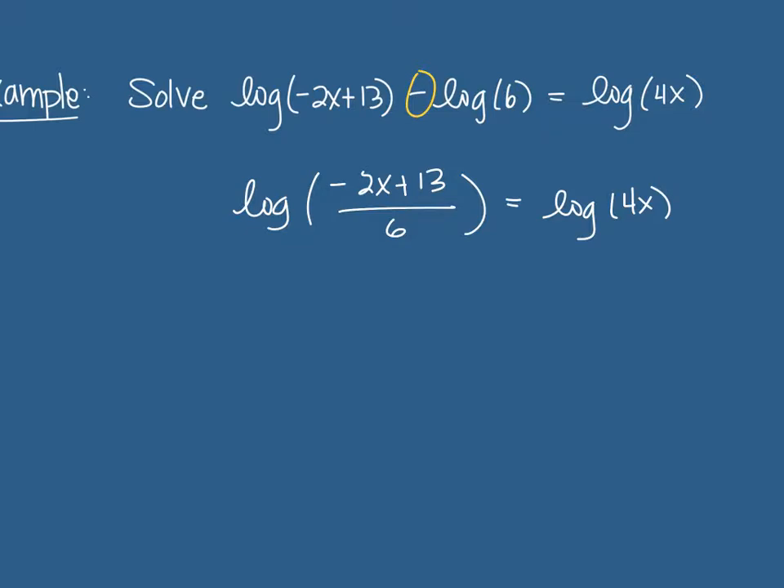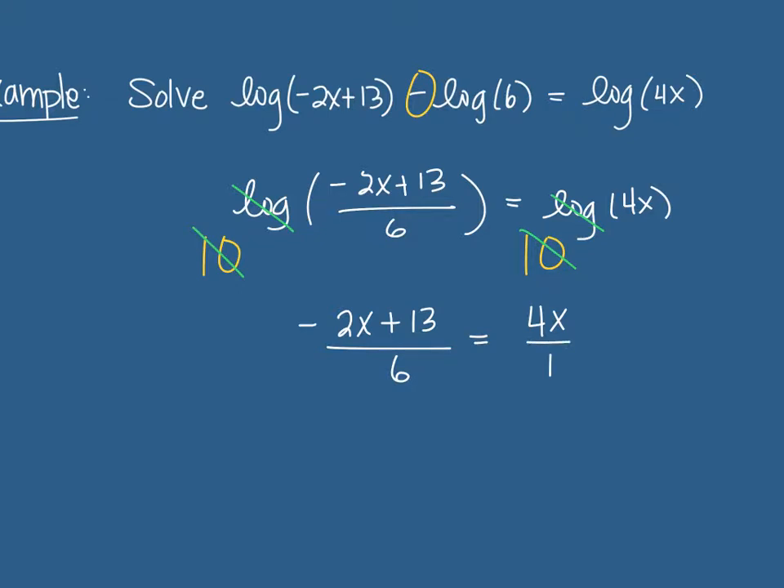Okay, we want to use base 10, because the implied log is base 10. And so we're going to use a base 10 on both sides. That will cancel out the log on both sides of the problem, giving me negative 2x plus 13 over 6 equals 4x. And I think it'd be a good idea under your 4x if you did 4x over 1.